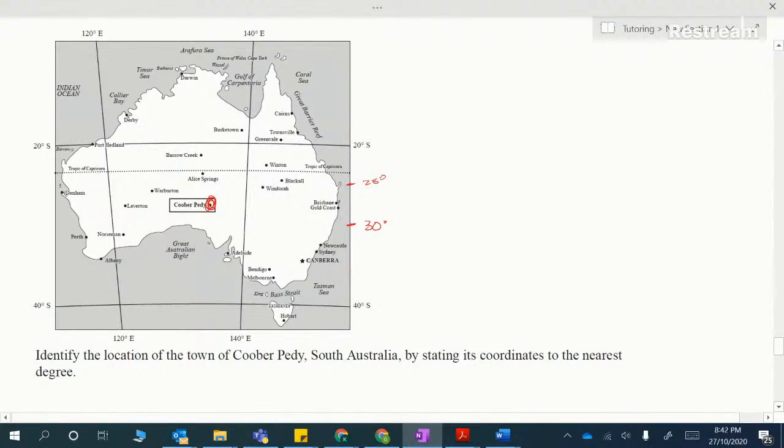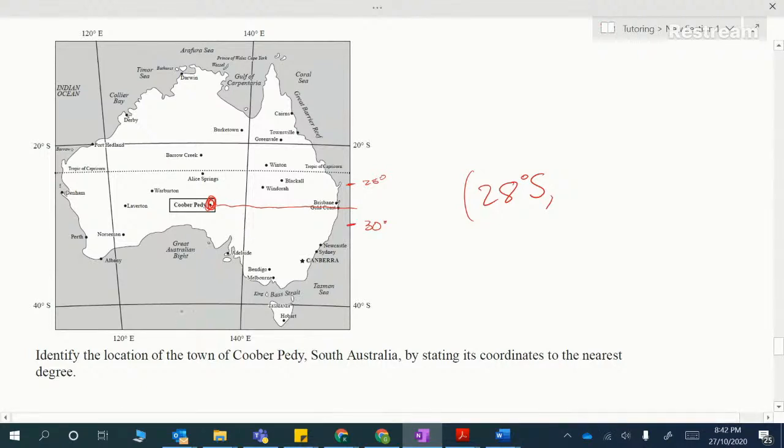So if you can line that up, obviously you'll have a ruler. You can see that to me is 28, because it's a little bit closer than halfway between 25 and 30. So we would say that's 28 degrees south. Now, if you did 27 or 29, that would also be accepted. There's a plus or minus 1 degree allowance in this one because, as you can see, it's quite hard to get it exactly right.